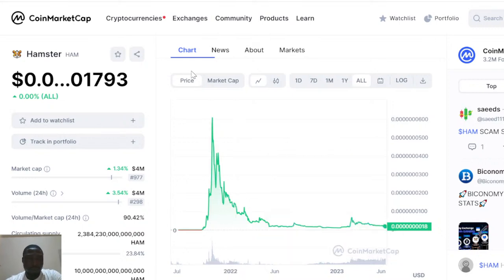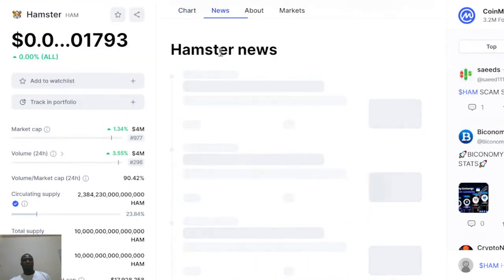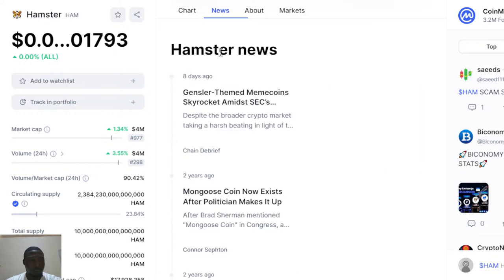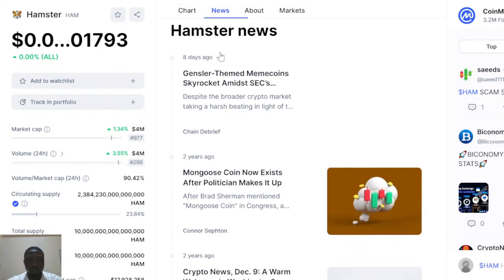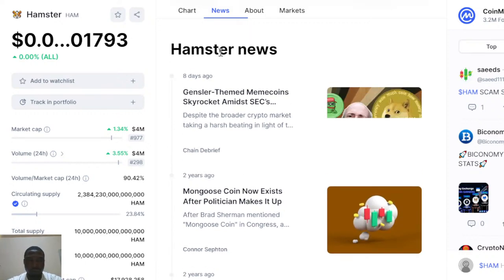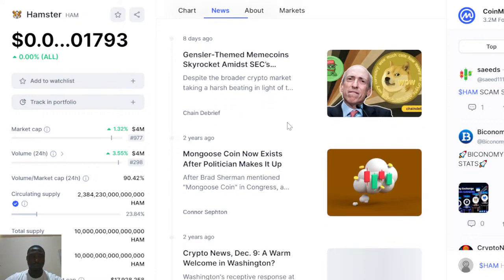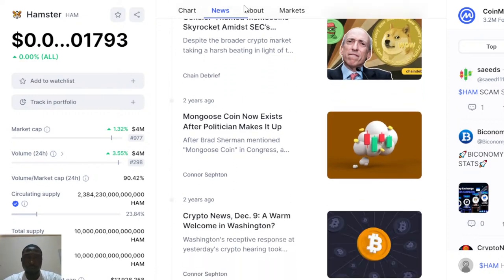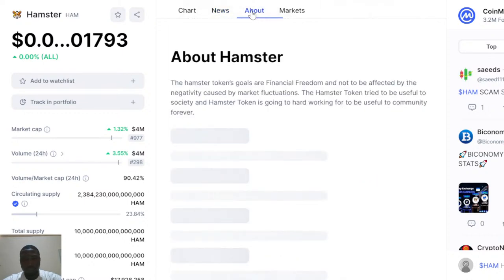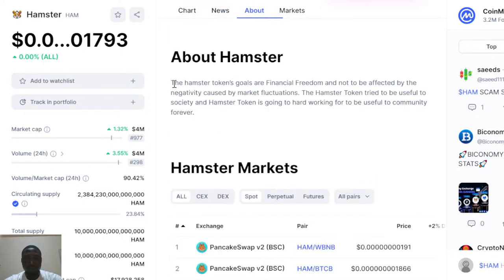So I'm talking about this project. Let's go to the coin. Let's go to the news. So it goes okay. There have actually been some news in the market space. Let's check about it. What is it really all about?